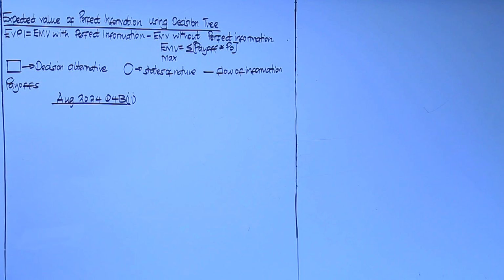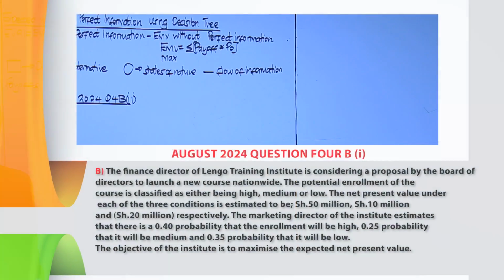But the first part of that question, they are saying, the finance director of Lengo Training Institute is considering a proposal by the board of directors to launch a new course nationwide. The potential enrollment of the course is classified as either high, medium, or low. The net present value under each of the three conditions is estimated to be 50, 10, and negative 20 million, respectively. The marketing director of the institute estimates that there is 0.4 probability that the enrollment will be high, 0.25 probability that it will be medium, and 0.35 that it will be low. The objective of the institute is to maximize the expected net present value.